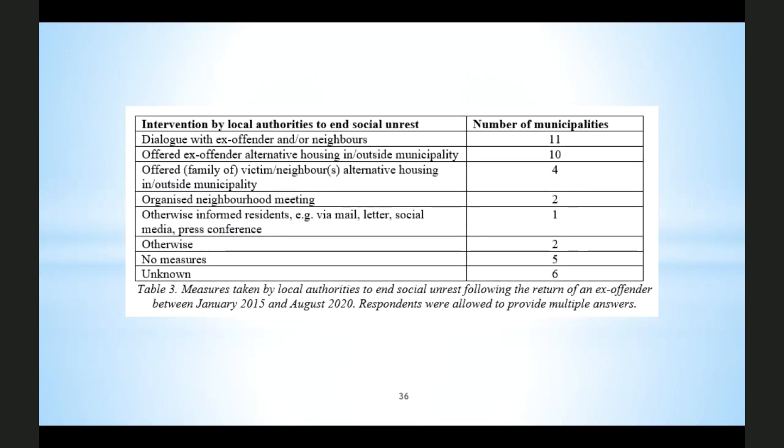We see similar results when asking respondents about measures taken to end the already existing social unrest. Authorities would rather use more, let's say, informal, non-repressive measures before finding it necessary to use the more repressive powers to force the ex-offender to find housing elsewhere. And interesting here is also the reason for local authorities to not intervene with social unrest.